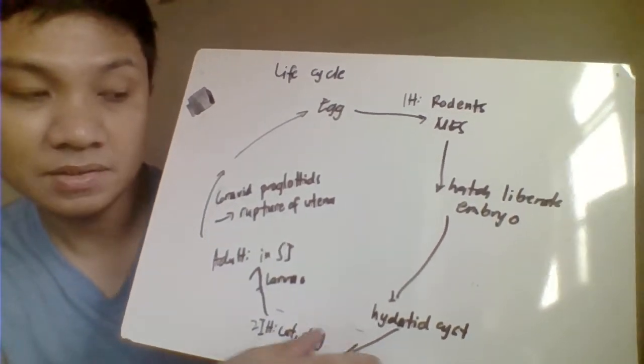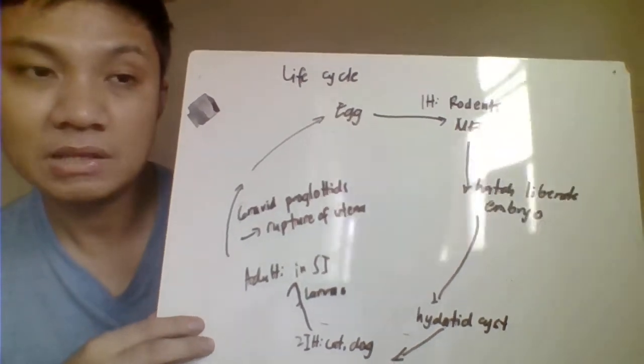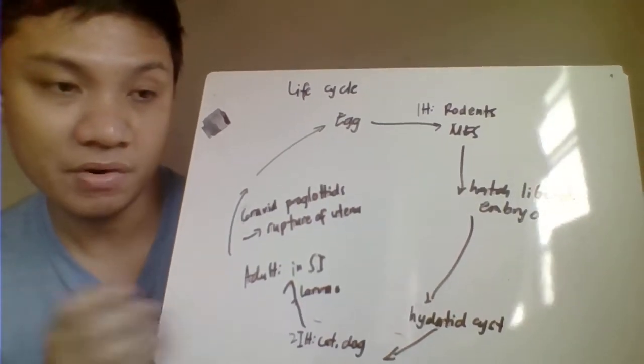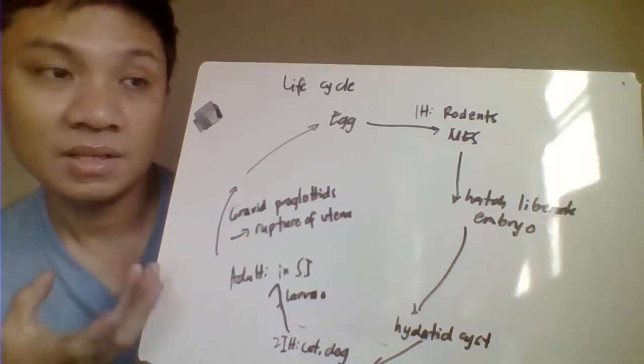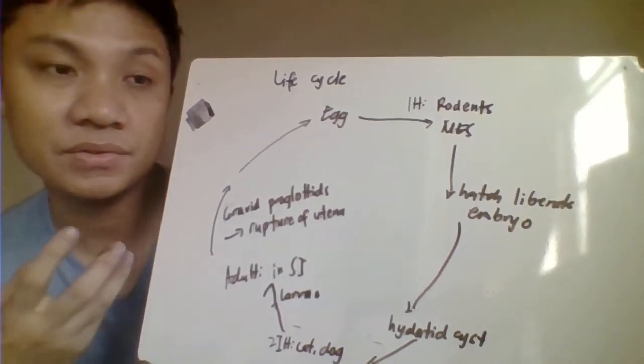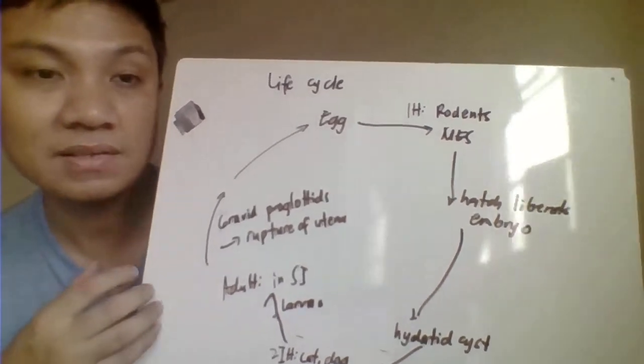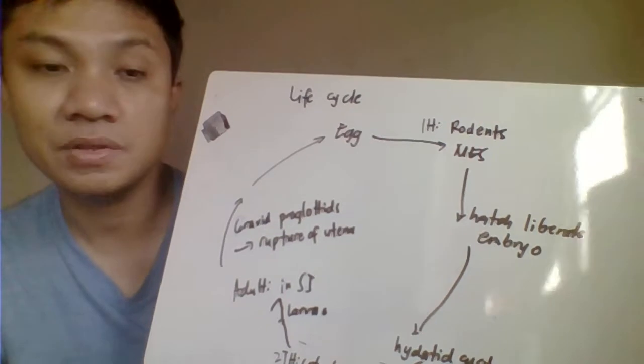Then the larval stage inside the body of your definitive host will develop to become the adult worm and attach to the intestinal mucosa of your dogs and cats. And then eventually the adult worm becomes gravid, lays eggs, ruptures the uterus, sheds the eggs on the pieces of that, and again the cycle continues.